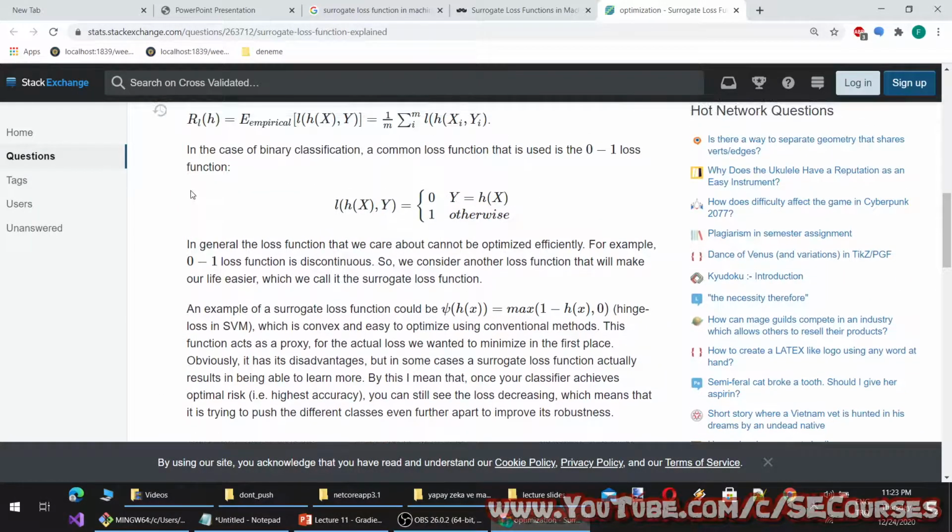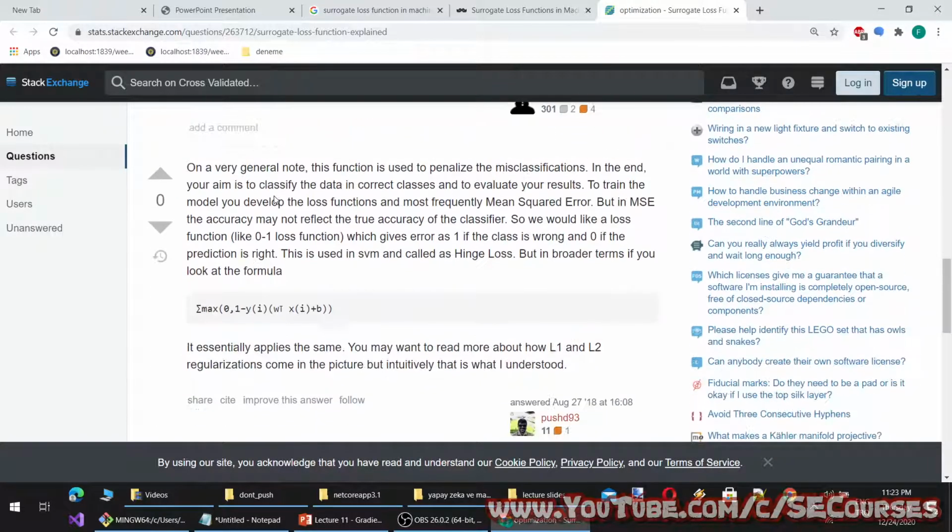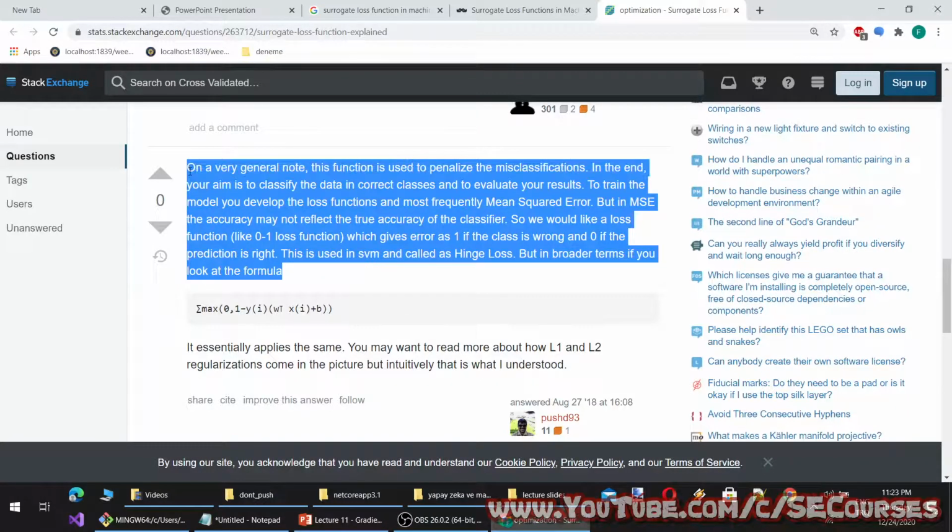You see, these are all mathematical functions and really hard to understand unless you spend quite a bit of time and have good mathematics. Okay, let's read this. On a very general note, this function is used to penalize the misclassifications. In the end, your aim is to classify the data in correct classes and to evaluate your results.